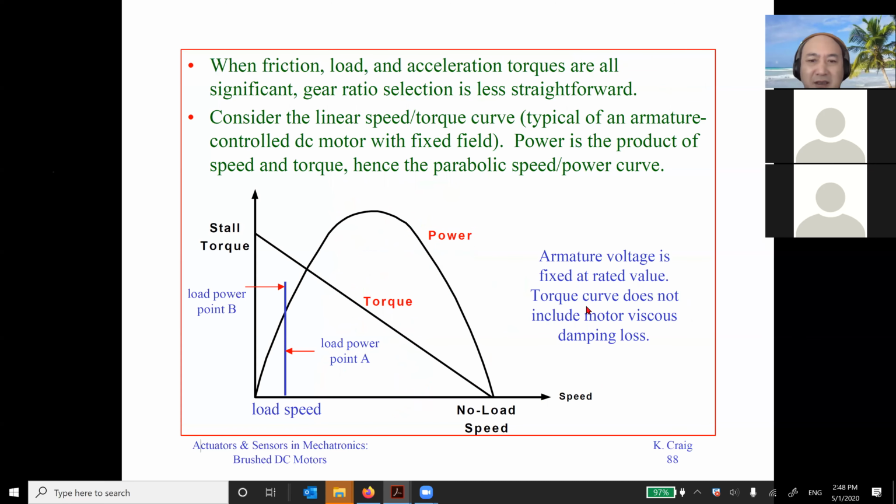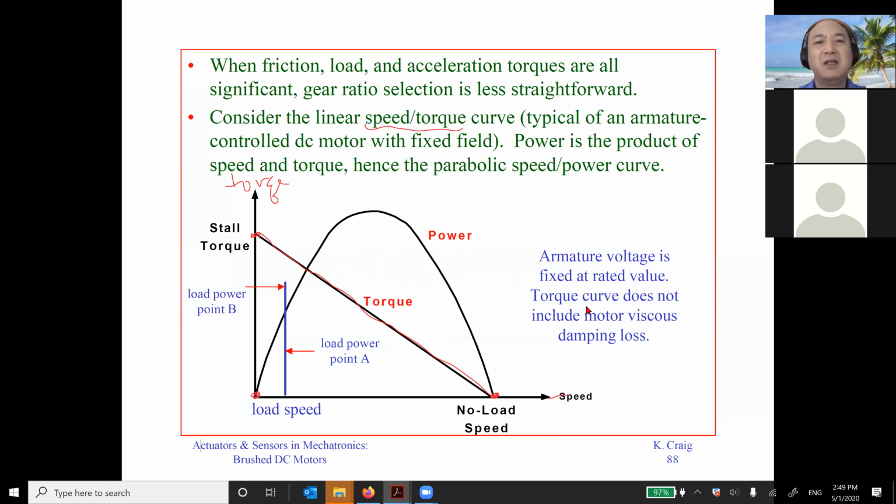Another thing, consider the speed-torque curve. This is speed, this is torque. When speed is 0, the torque is called the stall torque. When speed is maximum, the torque generated will be very small, 0. So there's a linear relationship from here. We can usually say, the higher the speed, the smaller the torque the motor can provide.